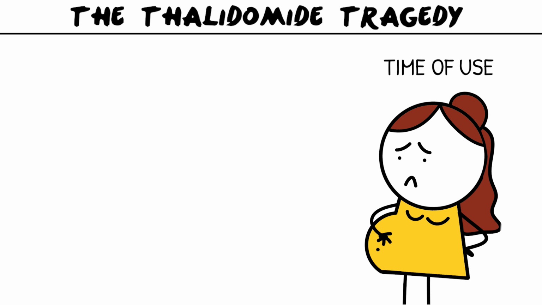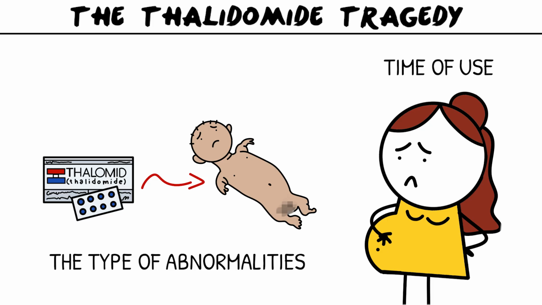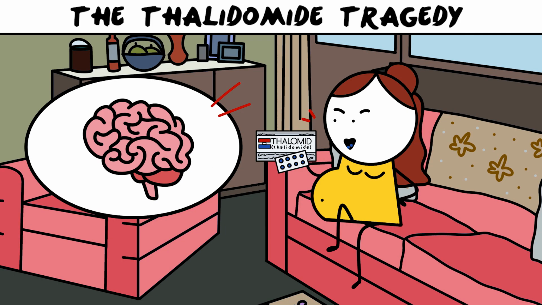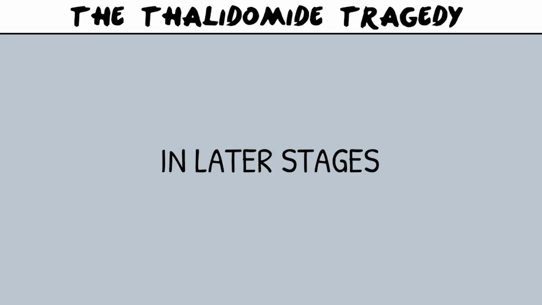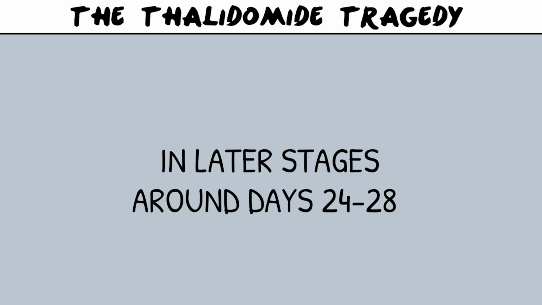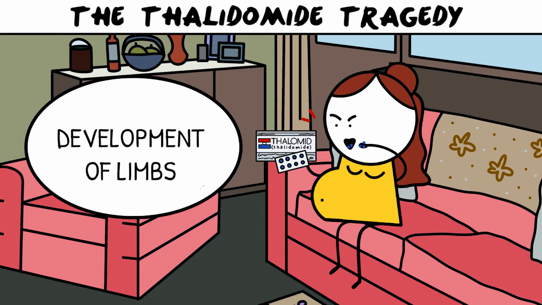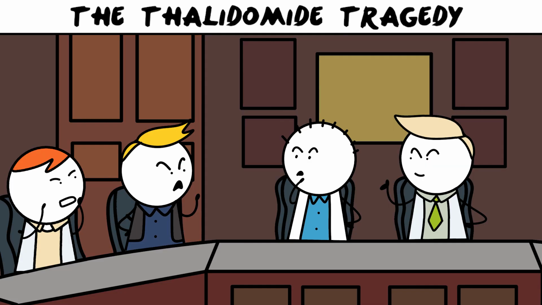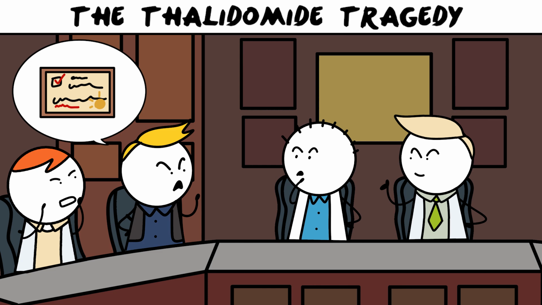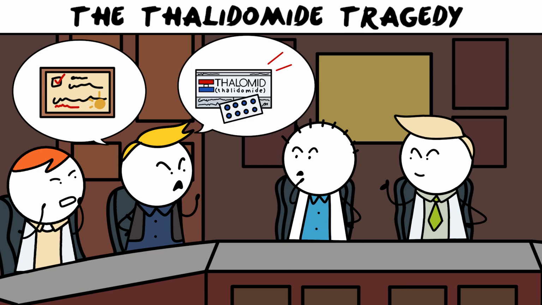Research showed that the timing of thalidomide use during pregnancy played an important role in the type of abnormalities that occurred. Taking the drug around the 20th day of pregnancy could affect the development of the nervous system, while days 21 and 22 could affect the development of the eyes, ears, and face. In later stages, around days 24 to 28, the development of limbs such as the arms and legs could also be affected. This tragedy led many countries to establish stricter rules for drug testing and the approval of new medications.